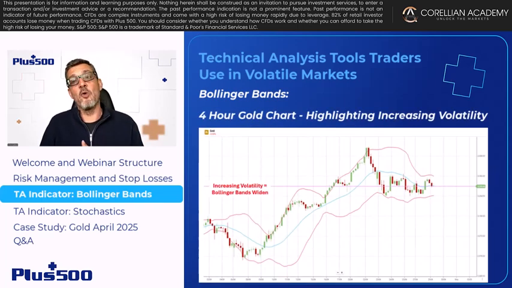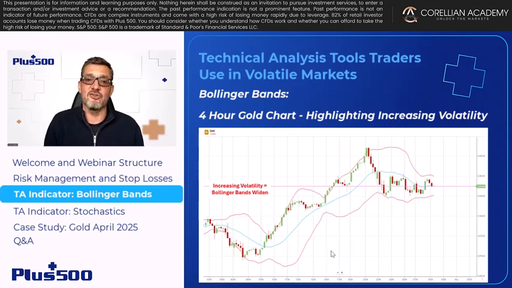However, because of the formula and the calculation used, Bollinger Bands also highlight volatility in CFD prices, making them a useful indicator during conditions like we've seen in the last 6 weeks.